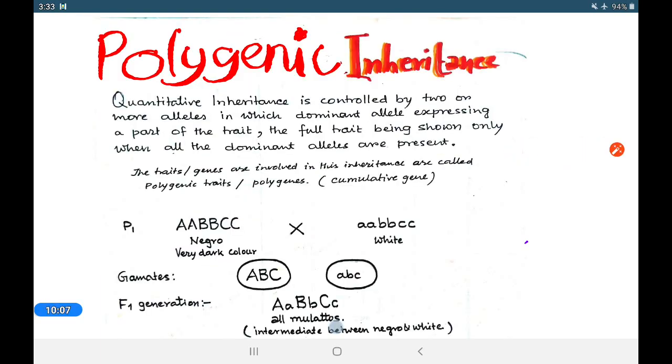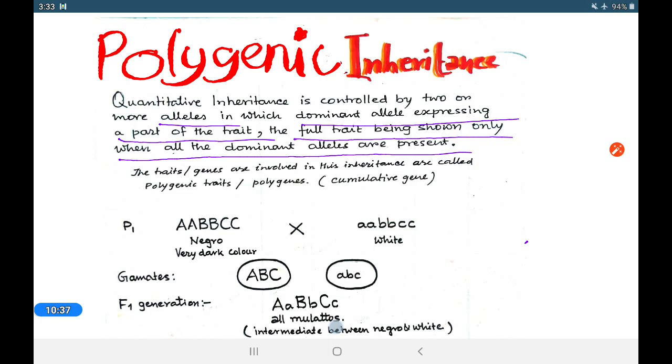Next one, polygenic inheritance, also known as quantitative inheritance. It is also not in the main book, but it is in the supplements. It is in the syllabus also. Now, let's know what it is. Quantitative inheritance is controlled by two or more alleles, where each dominant allele expresses part of the trait, and the full trait is shown only when all the dominant alleles are present.